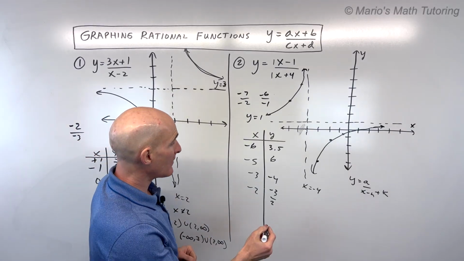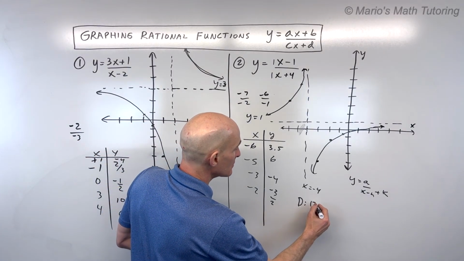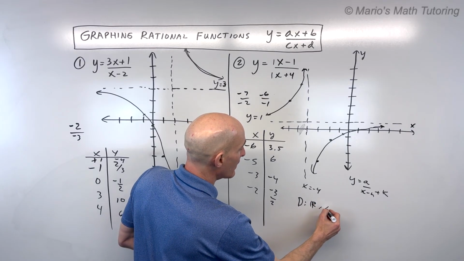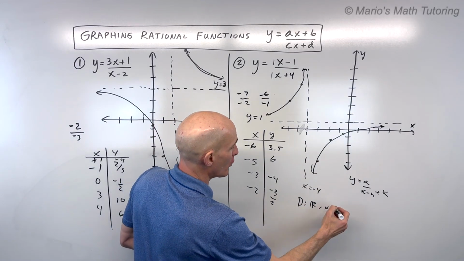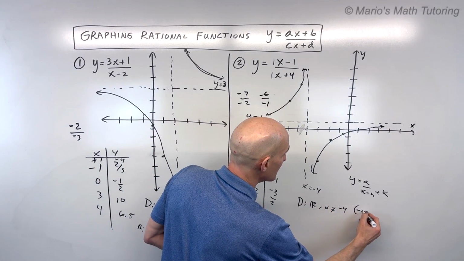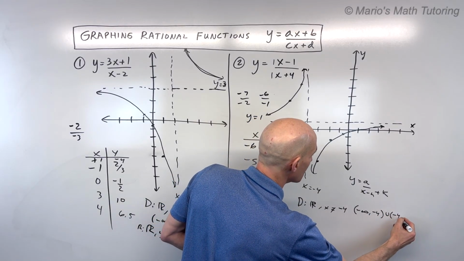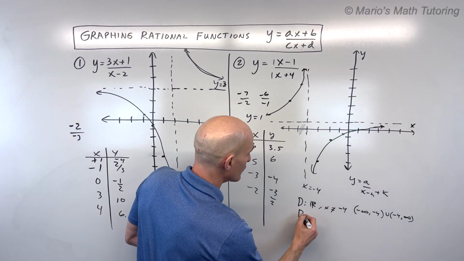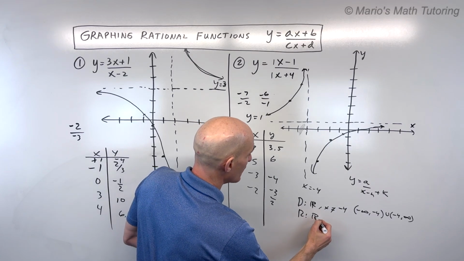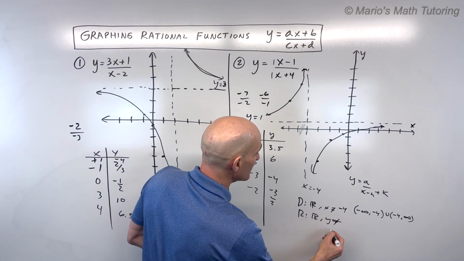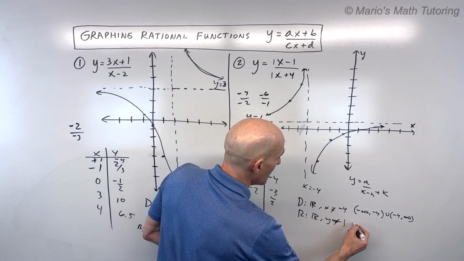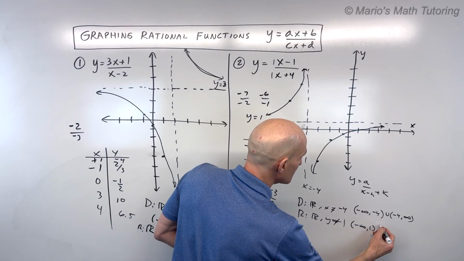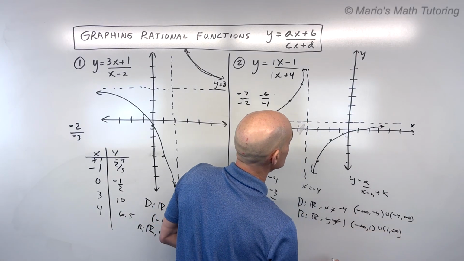So domain on this one, all real numbers, but x cannot be -4 because then you'd be dividing by 0, or you could say -infinity to -4 and from -4 to positive infinity. The range would be all real numbers, but y cannot be 1, or if you're in interval notation, -infinity to 1 and from 1 to positive infinity.